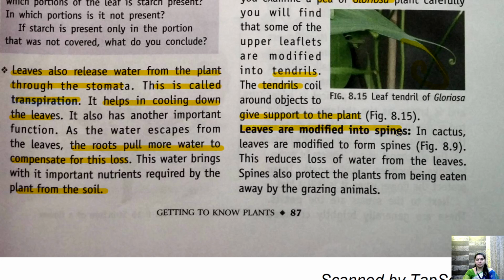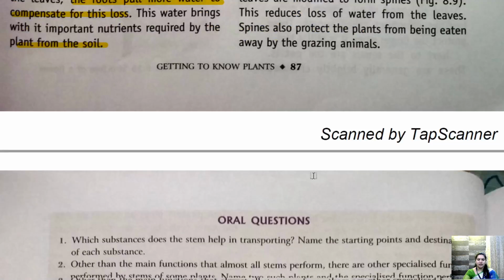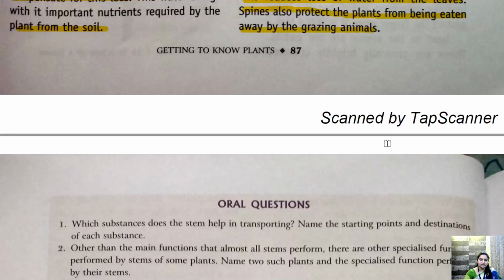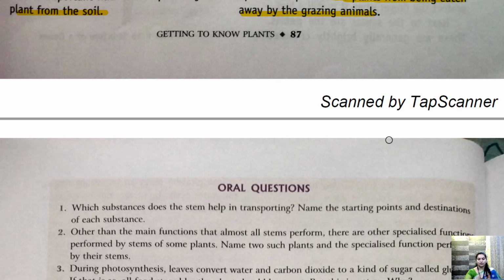Okay. What else the leaf does? Leaves are modified into spines. So we have studied that in cactus. So in cactus we have seen what? Cactus stores water. It acts as a stem also. It acts as a leaf also. Okay. So in cactus, leaves are modified to form spines. This reduces loss of water from the leaves. Spines also protect the plant from being eaten away by the grazing animal. So this we have talked about when we were studying about stem. Okay. So these are the things that are about the leaf. So we have talked about leaf.